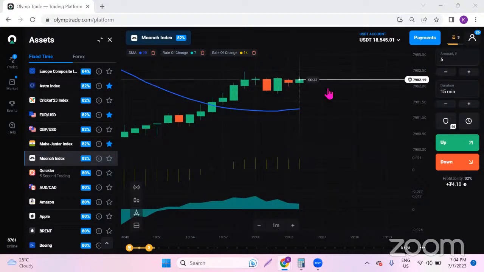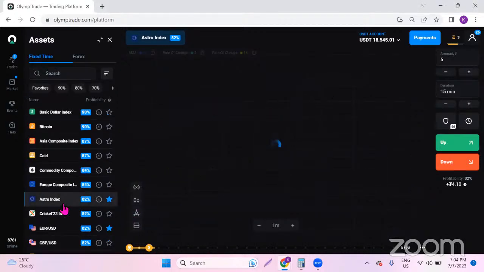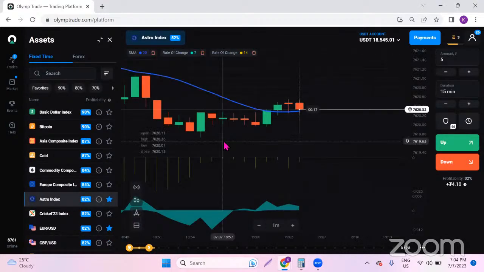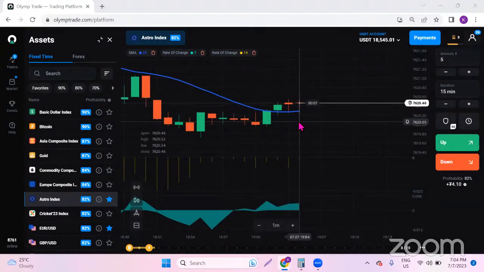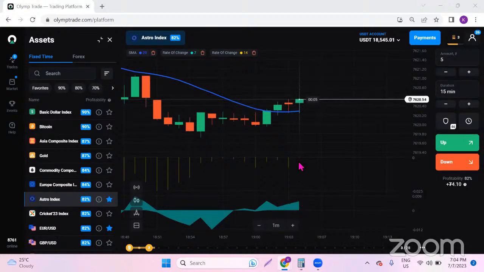I have a recommendation to check Astro Index. Let me see. Well, we can have a downtrend here, and the comment is from Vishwanath, sir. So, sir, we can have a downtrend here, but for a downtrend, the candle needs to be below the SMA 20 and red, and also the ROC. Now, ROC 14 is giving a signal, but if you see, ROC 7 is not.